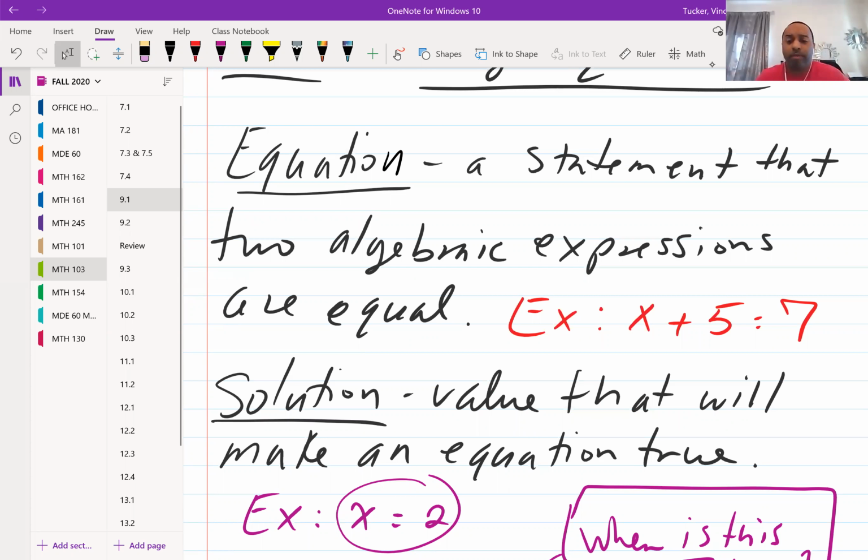Your solution is going to be a value or values, depending on the type of equation that you have, that will make the equation true. So in this case, the solution for this equation would be 2.